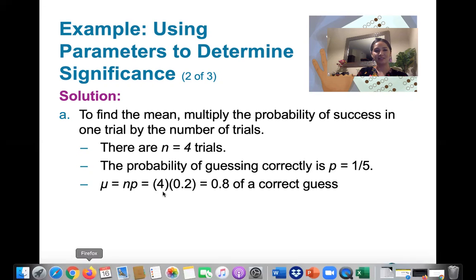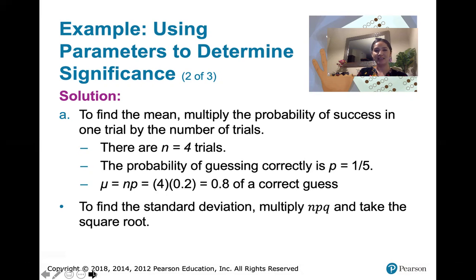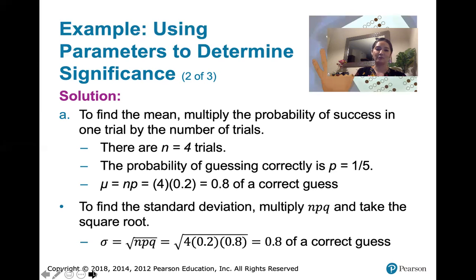To find the standard deviation, we just take n and we multiply by p, that's the probability of success in one trial, and then we multiply by q, that's the probability of failure in one trial, and you take the square root to get standard deviation. If you don't want the standard deviation, if you want the variance, just don't take the square root.